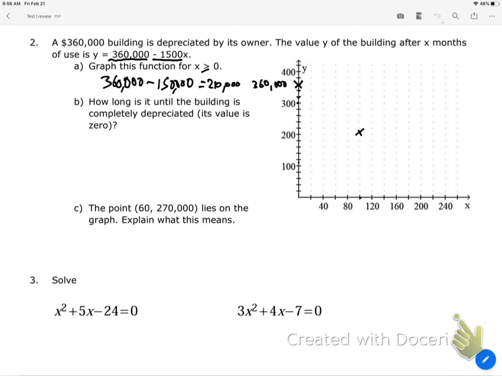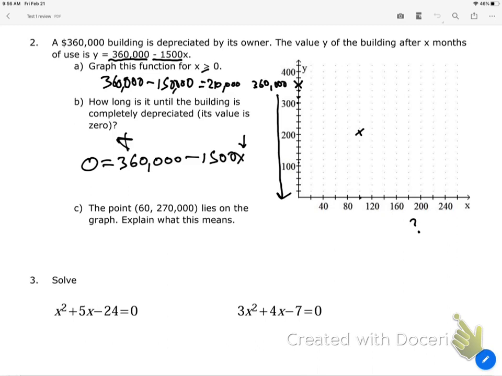Okay, so that's pretty much it, really. I suppose we could find out, it might be a good idea, because you're going to do it here right now, how long is it until the building is completely depreciated? In other words, its value is 0. Now, finding out when the value is 0 is finding out what the x-intercept is. So in other words, 0 equals 360,000 minus 1,500x. Now, that's how you do part B. How long does it take? What's the x value until the building is worth nothing?